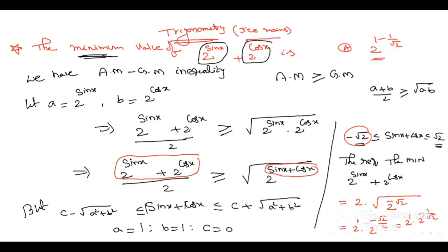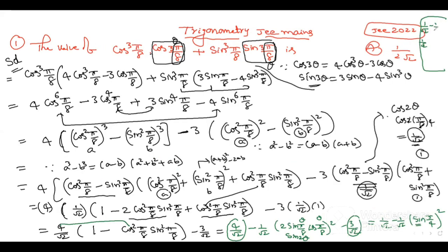If bases are equal, powers are added. What we get here? 2 to the power 1 minus 1 by root 2. This is the answer. Root 2 times of sin pi by 8 whole square, how much value? 1 by 2. So the LCM is 2 root 2. Here 2 minus 1, how much value? It is 1 by 2 root 2. So 1 by 2 root 2 is the correct answer.